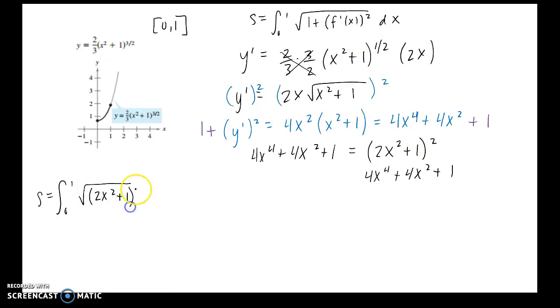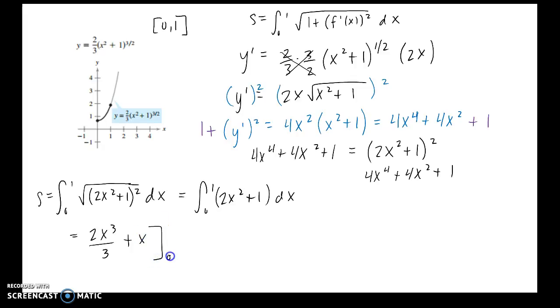2x squared plus 1 quantity squared, now look at how easy the integral becomes. So it's the integral from 0 to 1 of 2x squared plus 1 dx, and now it's just a simple power rule. So 2x cubed over 3 plus x, and we evaluate that from 0 to 1. So 2/3 plus 1 minus 0. So the length of the curve, this smooth curve from 0 to 1, is 5/3. So a lot of algebra before we even get to the calculus part of it.